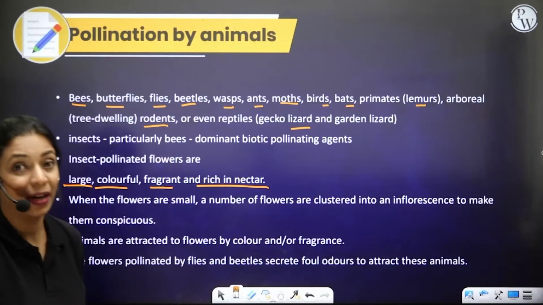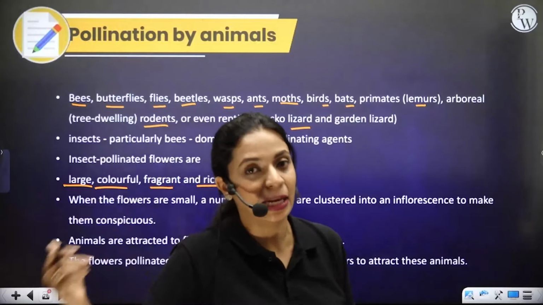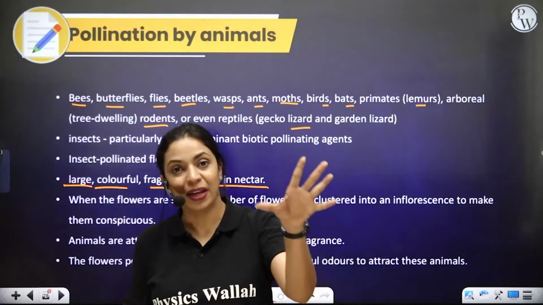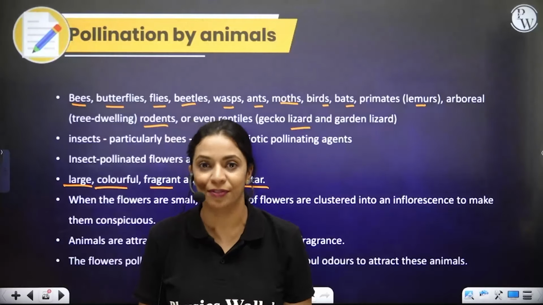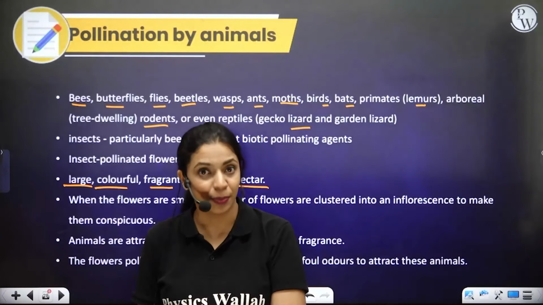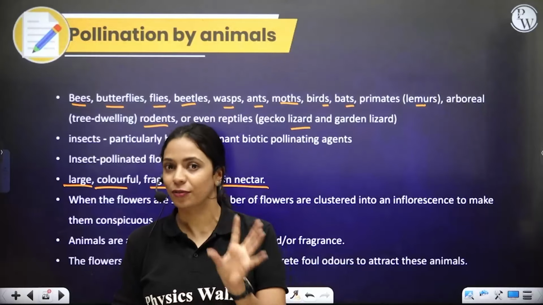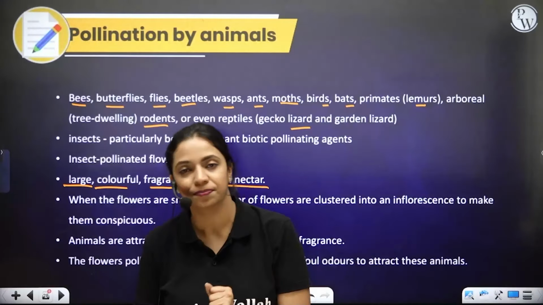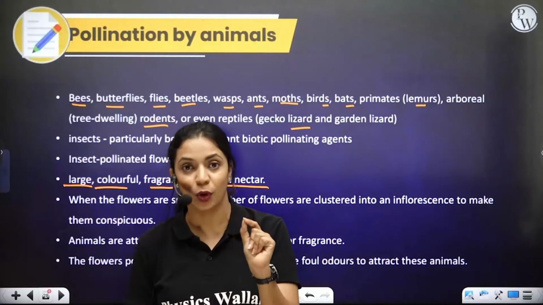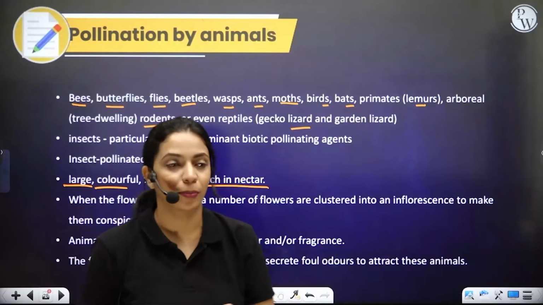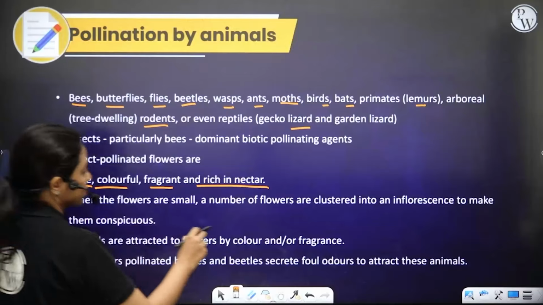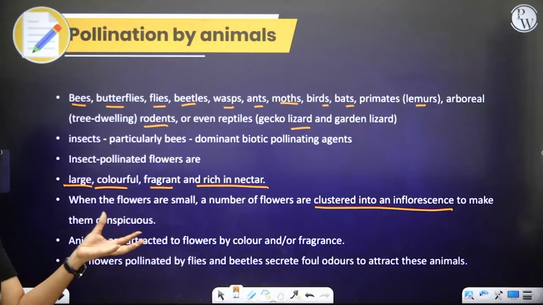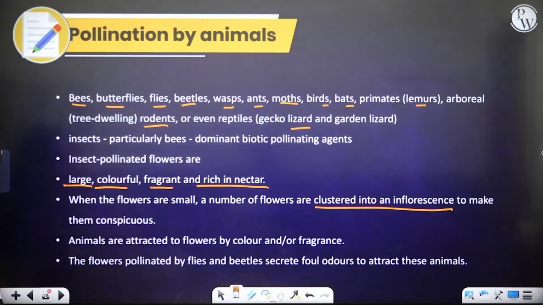If a flower is expecting an animal to come and pollinate it, help it in its continuation of generation, then the flower will have to be attractive enough for the pollinators to come and visit, right? Therefore, in plants that are pollinated by insects, you can see that the flowers will be very large, showy and colorful and bright. Sometimes if the flower size is small, they will arrange compactly to form an inflorescence. Whenever the flowers are small, a number of flowers are clustered into an inflorescence to make them conspicuous, to make them attractive for the pollinators.